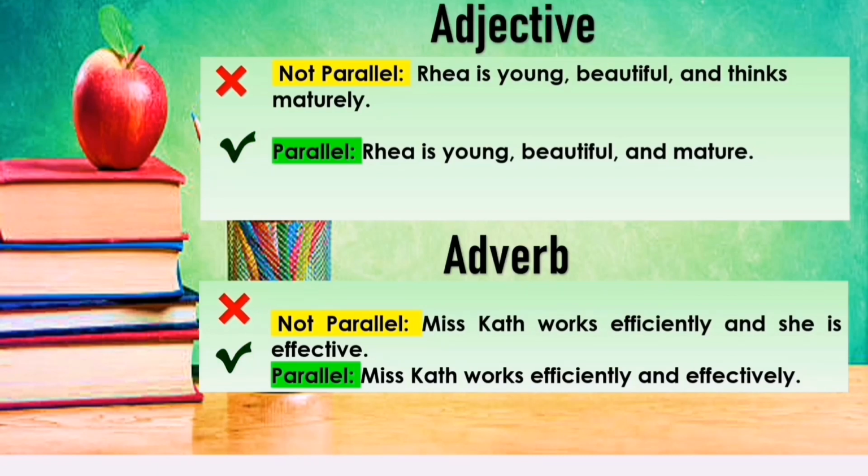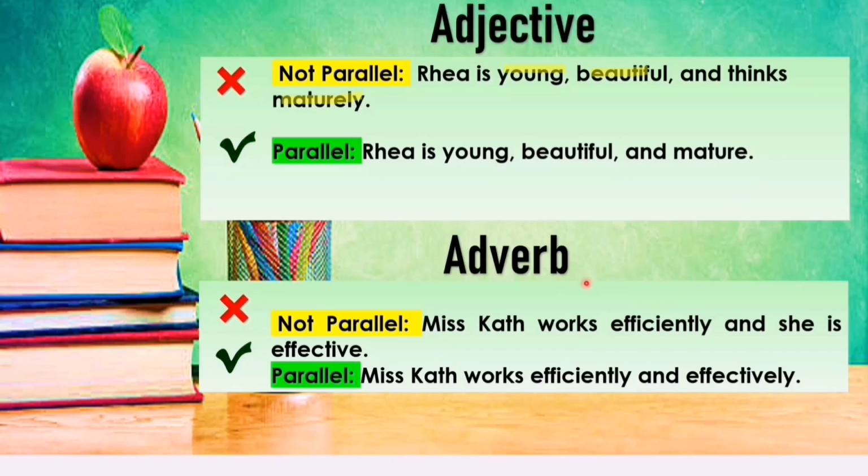Moving on, let us have adjective. Example. Rhea is young, beautiful, and thinks maturely. This sentence uses two adjectives, young and beautiful. But the adverb maturely breaks the parallelism. To make it parallel, the words thinks maturely should be replaced by the adjective mature. It will become Rhea is young, beautiful, and mature.